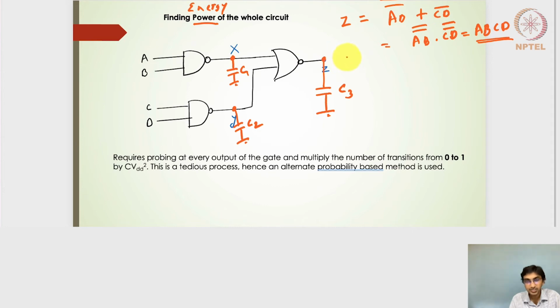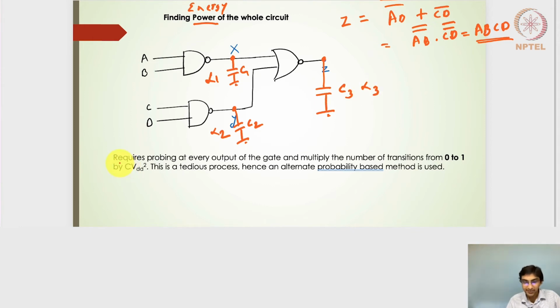And assuming that this is not loaded, we don't have any kind of load connected to this particular output. If it is floating, we'll have only the parasitic capacitance of this particular gate. So knowing C1, C2 and C3, the capacitances are known, but I also need to find out alpha 1, alpha 2 and alpha 3 here, right?